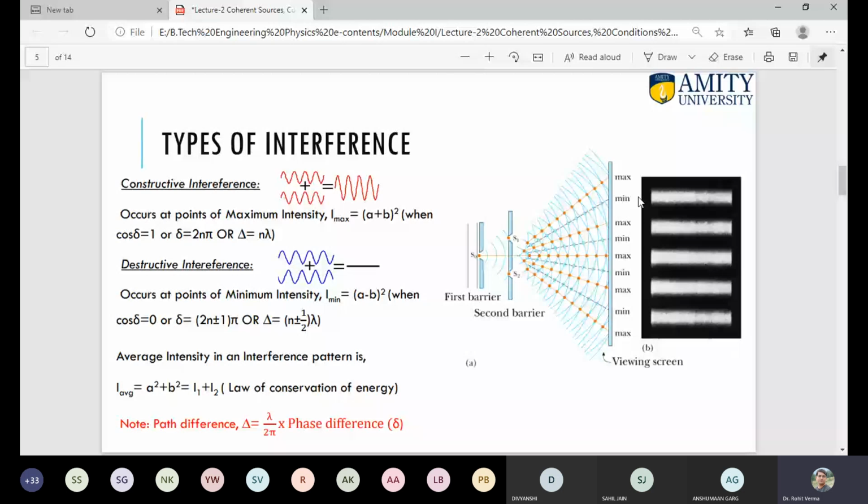So Young's double slit experiment is an example of wave front division. In this case, you can see that the same wavefront which is originated from a real source of light is divided by these two pinholes S1 and S2. So these pinholes S1 and S2 behave as virtual sources of light.